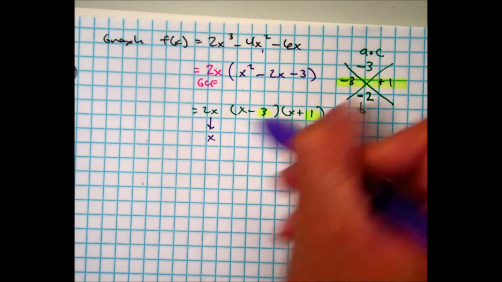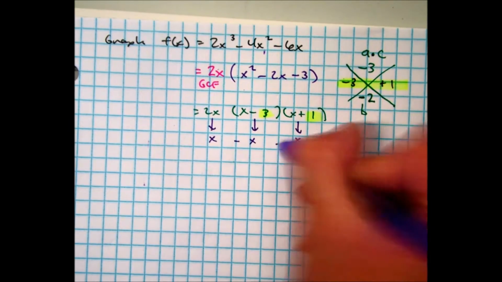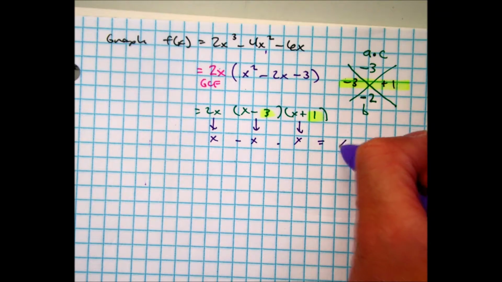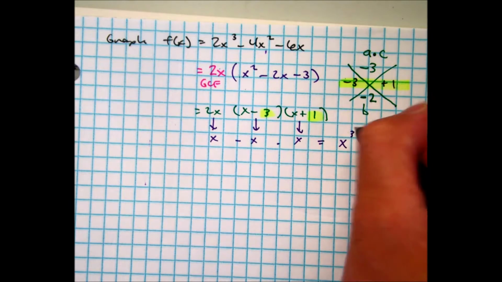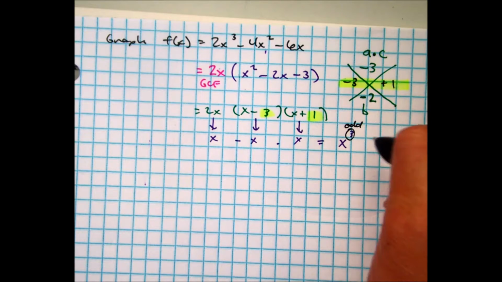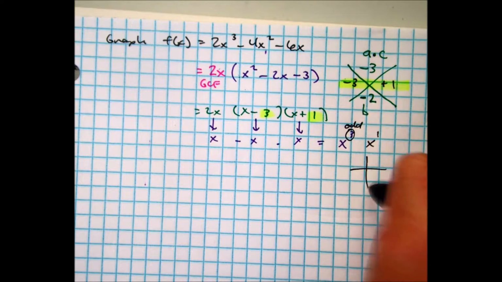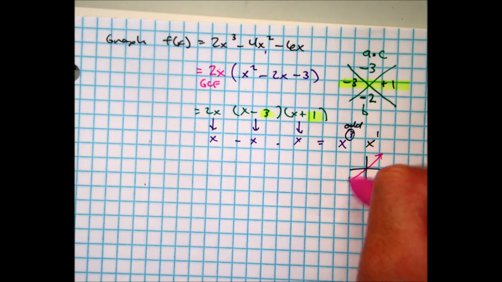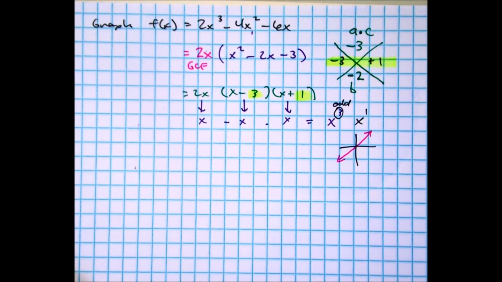I got an x, and x. Class, that means my basic graph is going to be cubic. Odd or even? Odd. What's the easiest one we know? So I'm going to start down and up. That's what my leading coefficient tells us.